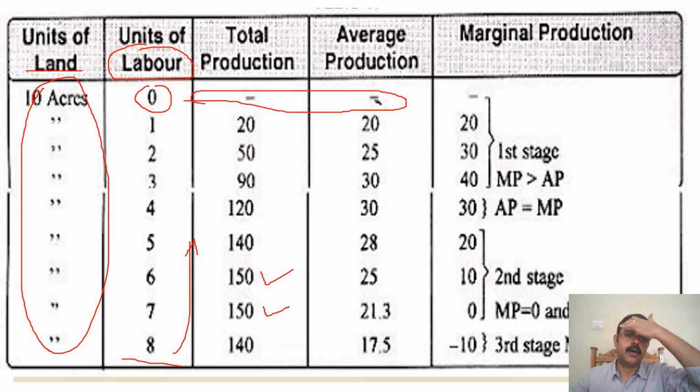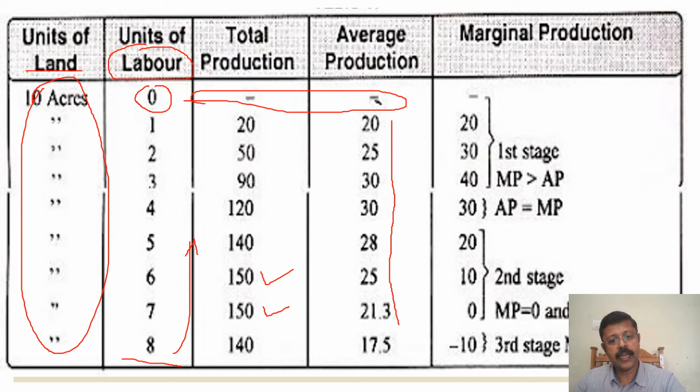Okay. Now what happens to average product? Average product is increasing at an increasing rate, then increasing at a diminishing rate, right? And it will start declining. So here it is increasing at an increasing rate, now it is increasing at a diminishing rate, and after that it starts declining.